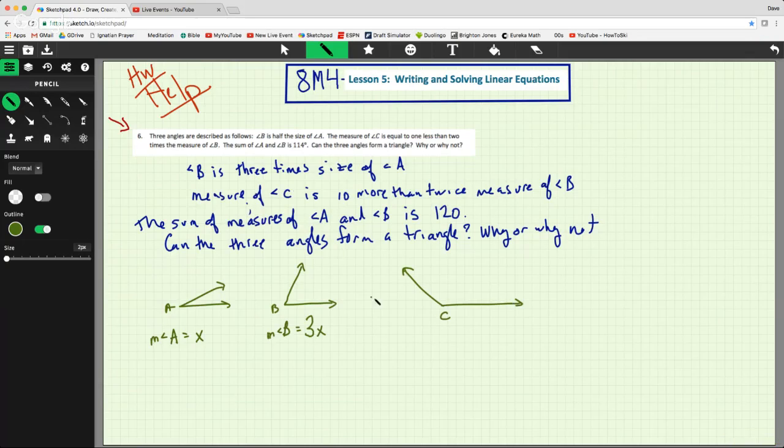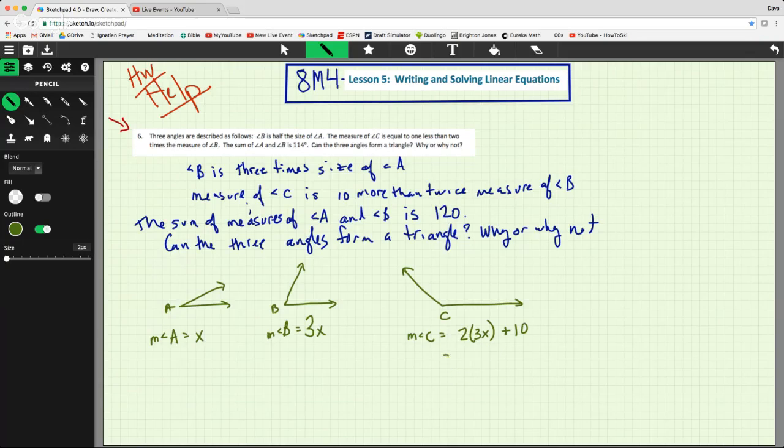Now I assume you're back, and let's keep going. The measure of angle C is 10 more than twice the measure of angle B. So if angle B is 3x, we're going to go 2 times angle B plus 10. See that? The measure of angle C is 2 times angle B plus 10, and angle B was 3x. So we get 2 times 3x plus 10, which is equal to 6x plus 10. All right.